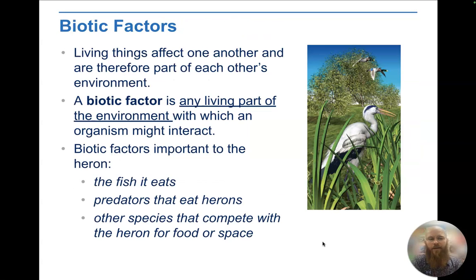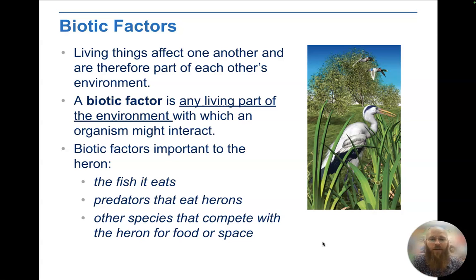So now we want to get into biotic and abiotic factors. Biotic factors are the living things that affect one another and are therefore part of each other's environment. Okay, so we're talking about living things within our ecosystems. So a biotic factor is any living part of the environment with which an organism might interact.